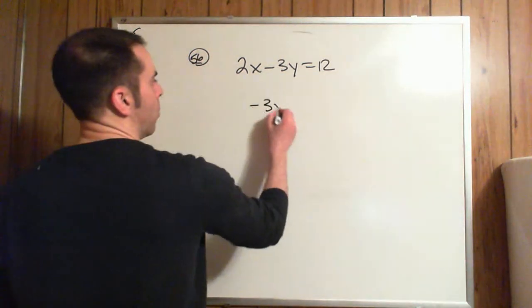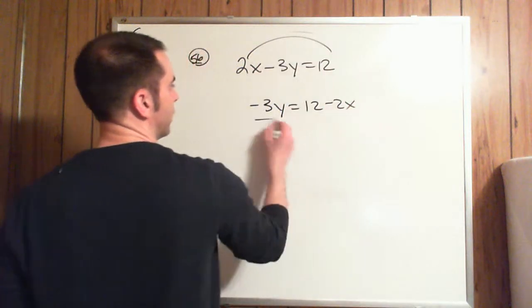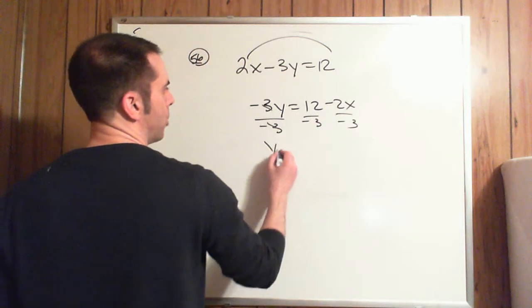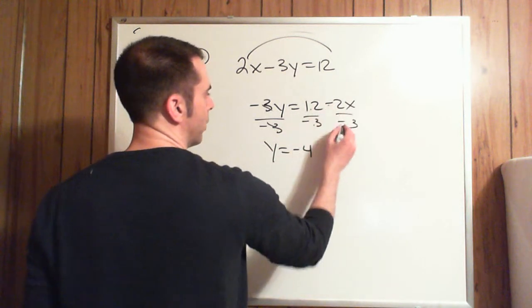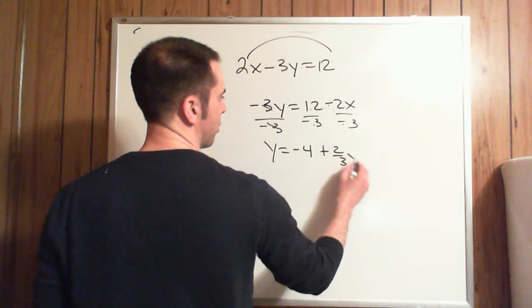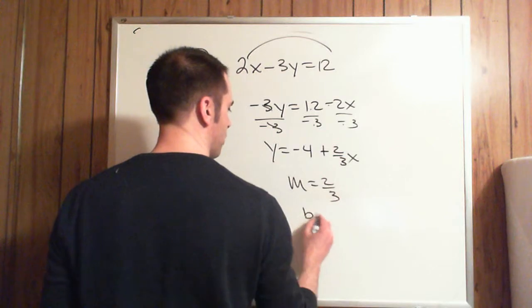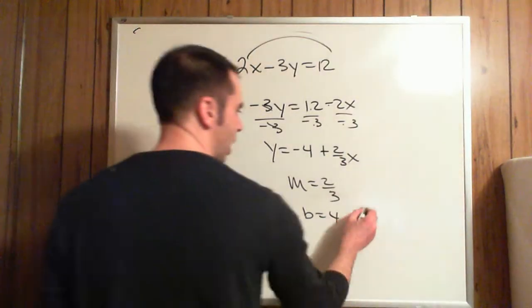So we need to solve for y. Keeping the y there and taking over the 2x, it becomes negative. Divide by negative 3, and y would be equal to 12 over negative 3, which is negative 4. Negative over negative is a positive 2/3 x. So my slope is 2/3, and my y-intercept is negative 4, which again is the point (0, negative 4).